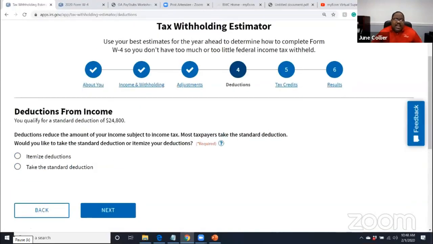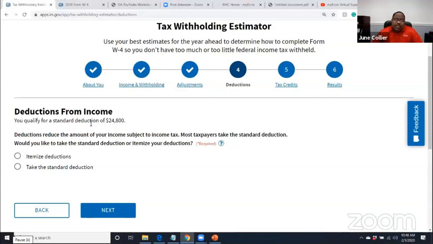Now we're going to look at deductions from income. It says that you qualify for a standard deduction of $24,800. Here's what that basically means. A standard deduction is what the government gives you for just being an income producer in the United States. And so if you're married, filing jointly, the first $24,800 is not taxed. They subtract that from your total income to get your taxable income. And so the standard deduction has increased. It's doubled over the last couple of years. It has doubled.